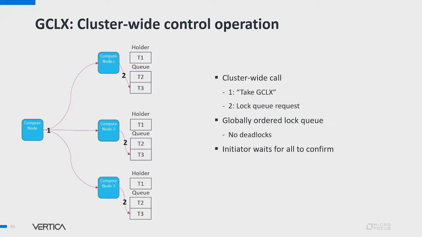Let me talk about how GCLX is taken in the cluster. GCLX is taken using a control message sent to all the nodes in the cluster. The initiator will send the message asking to take GCLX on behalf of a certain transaction, T3 in this example. And since this message is totally ordered, all the log queues are going to be consistent on all the nodes. So we don't have to care about distributed deadlocks. You can see that T3 enters the queue in the same order on all the nodes. The initiator waits for all the nodes to confirm this as a dist call reply, and after all the nodes have confirmed taking the lock, the cluster is considered to be locked.